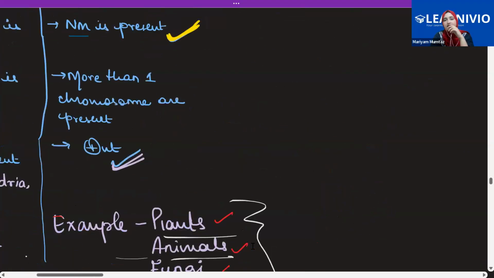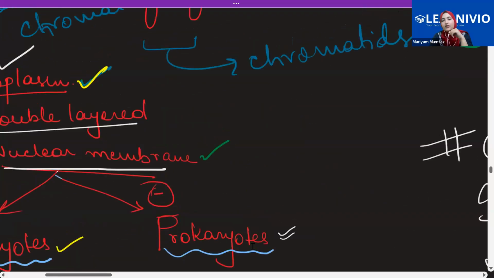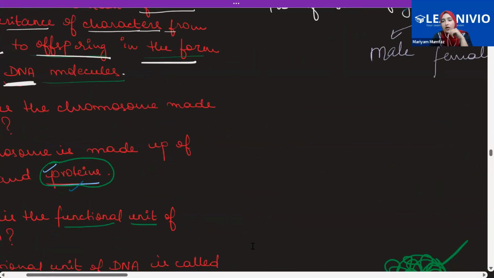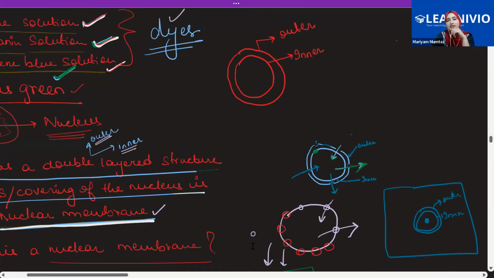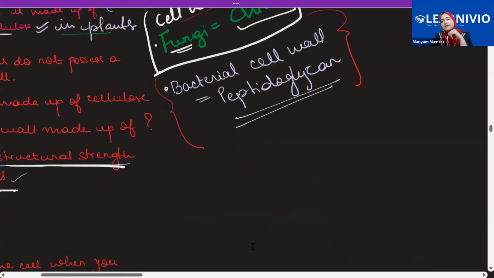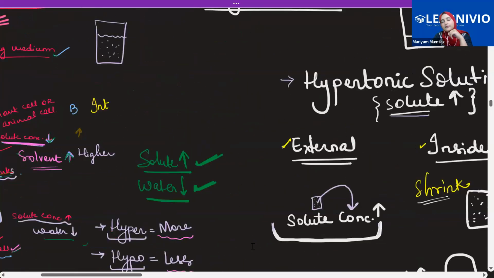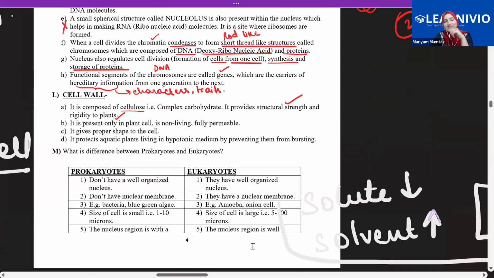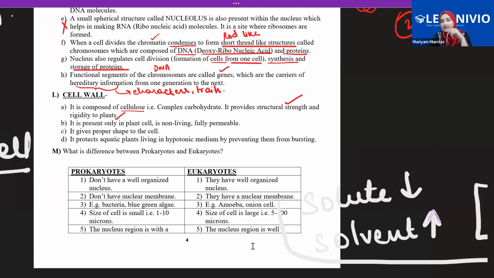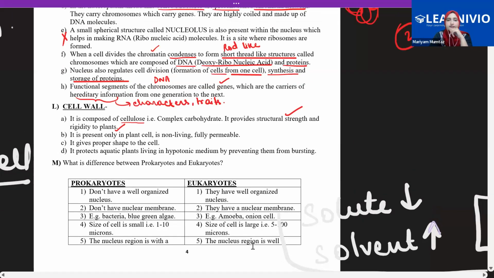Now, can you tell me which structure or part of the cell is common to both prokaryotes as well as eukaryotes? Ribosomes. Ribosome, plasma membrane, right? Very common. And if there is a plant cell and a prokaryote, the cell wall is also common.